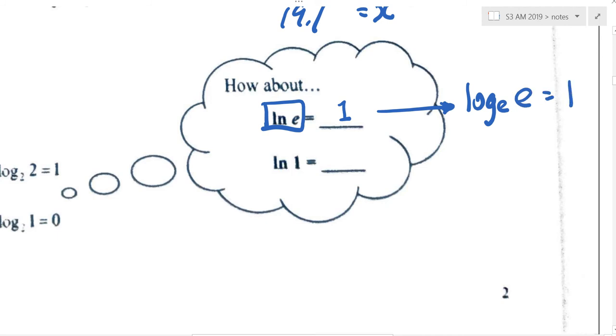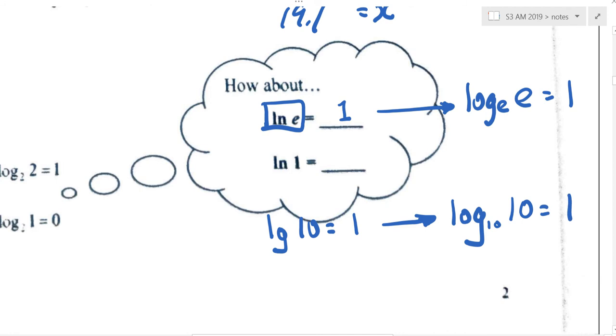Okay, let's try one more experiment, shall we? Can you help me press lg 10 equals to what on your calculator? Do you get 1? Now, can you help me rewrite this as log base what? Log base 10. Oh, so log base 10 equals to 1. Log base e equals to 1.